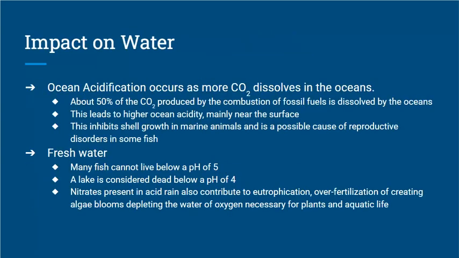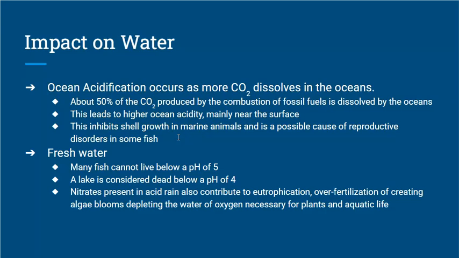The problem with this acid rain is that it can break down buildings and things like that, but it's also really bad for our plants, our animals, and then specifically, how does it impact our water. So ocean acidification: as more CO2 is in the air, the oceans are starting to get more acidic because about 50% of the CO2 from those combustion engines, that's one of the products of combustion, is dissolved in the oceans. And it's going to dissolve in just that top layer mainly near the surface.